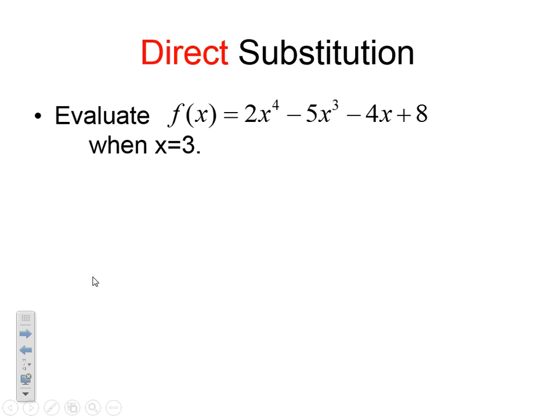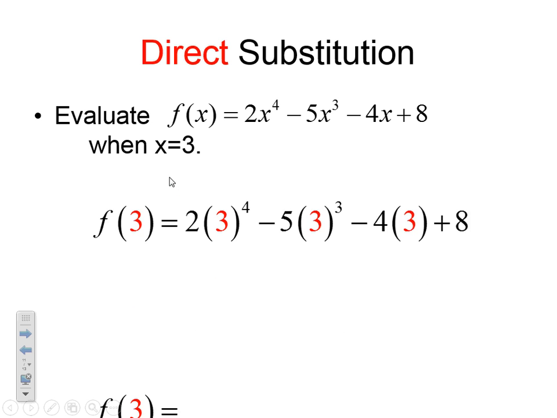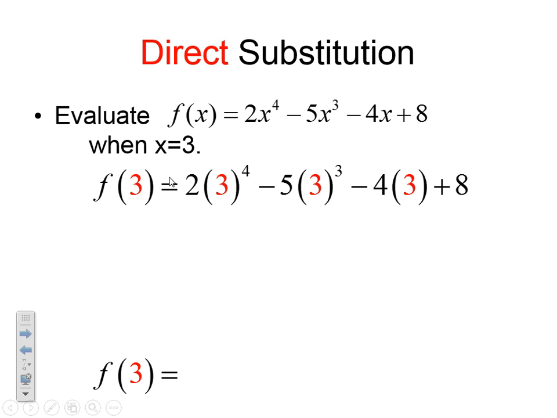So direct substitution, what does that mean? Direct substitution is exactly what you've done every day so far this year. You have everywhere you see an x, you have plugged in a 3. So we have f of 3 equals 2 times 3 to the 4th minus 5 times 3 to the 3rd minus 4 times 3 plus 8.